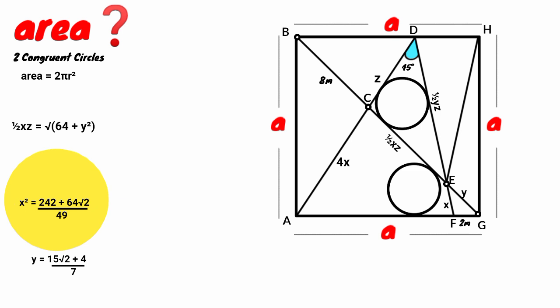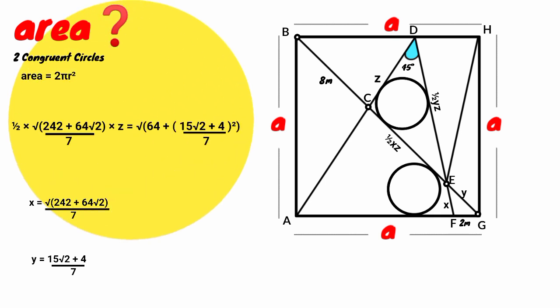Take the square root of both sides of the equation. Here, square root of x squared is x, while here, square root of 242 plus 64 root 2 all over 49 is square root of 242 plus 64 root 2 all over 7. Come back to this equation. 1 over 2xc equal to square root of 64 plus y squared. Substitute the values of x and y. Then simplify. We'll obtain z equal to 2.